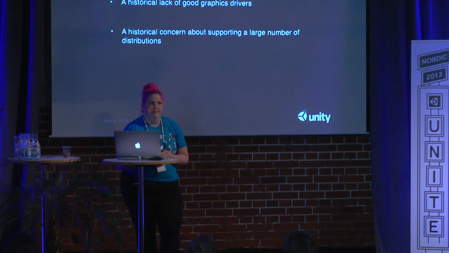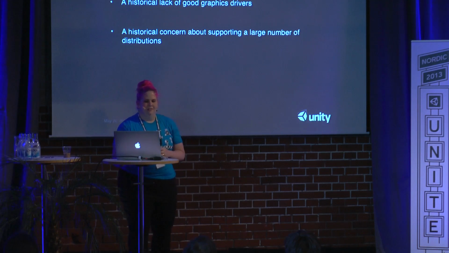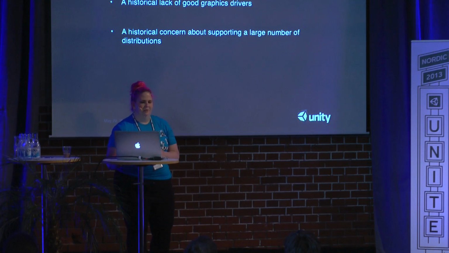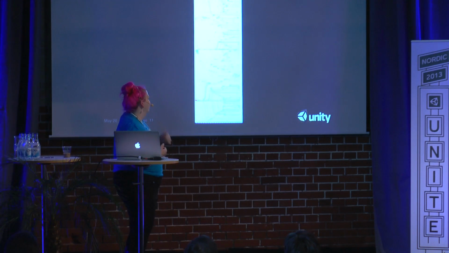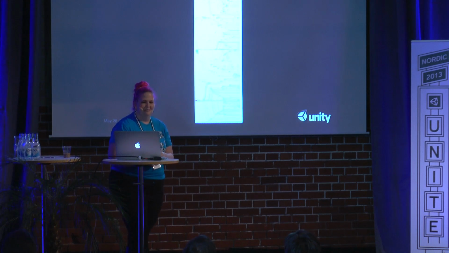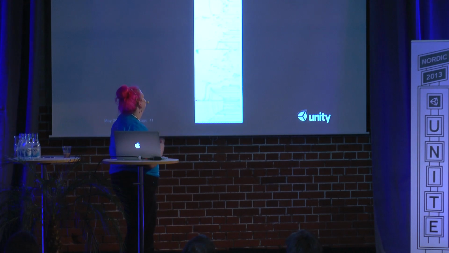Another reason is a historical concern about supporting a large number of distributions. In the time that I worked at Unity leading up to our decision on whether or not to release support for Linux, every time the conversation would come up, somebody in our support team would send this graphic in a state of panic, wondering how it could actually be possible to support so many distributions. This is a graph of the split of Linux distributions through 2011, so it's a bit out of date, but close enough to show the point.